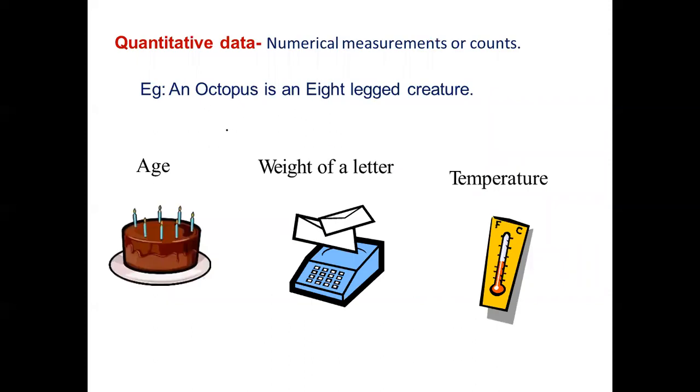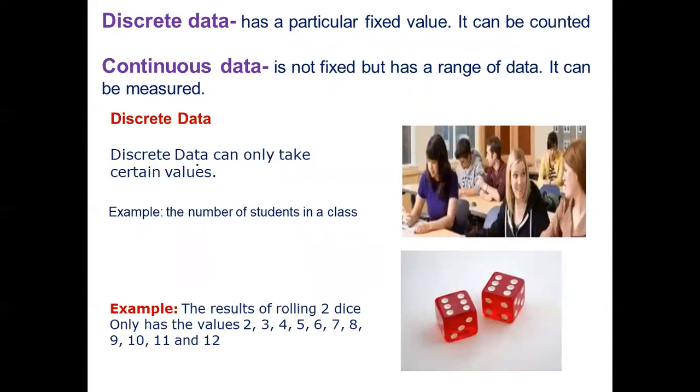Next comes what is a quantitative data. That is the data which is otherwise called as a numerical data, which gives some measurements or counts. Here we have a discrete type of data and continuous type of data. Age of a person, weight of a letter, temperature, all these are quantitative data. This can be classified into discrete or continuous.